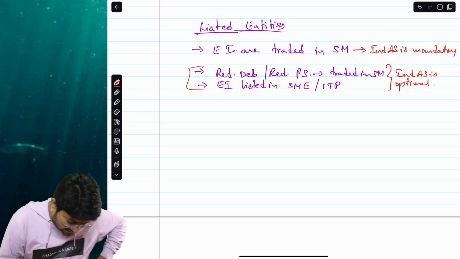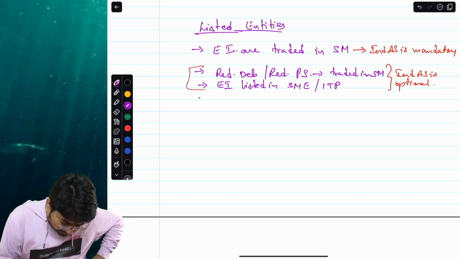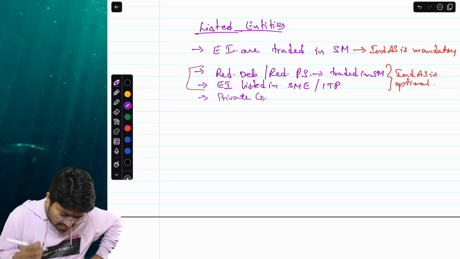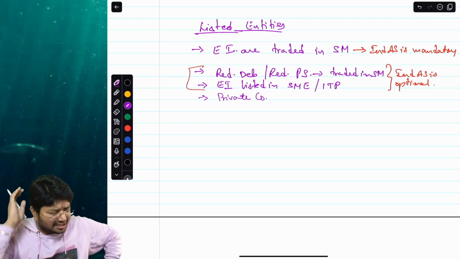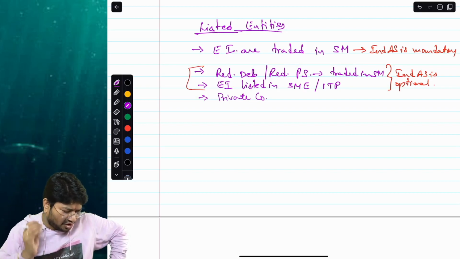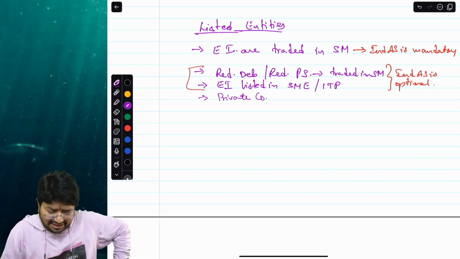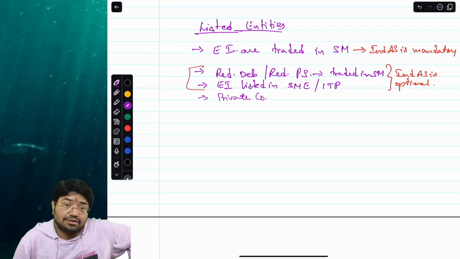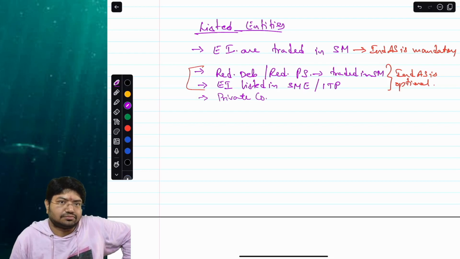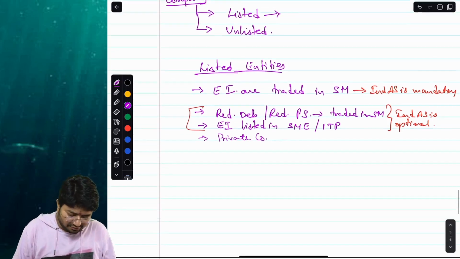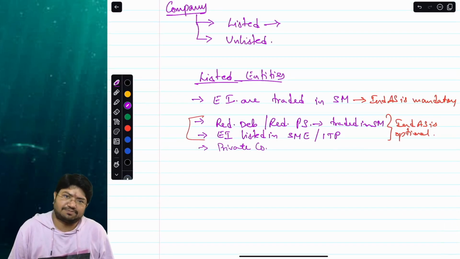Or apart from these, there could be private companies which also put their non-convertible debentures or non-convertible preference shares in similar platforms. These also cannot be considered as large corporates. Okay, so these are various things which you should be looking at from listing perspective.